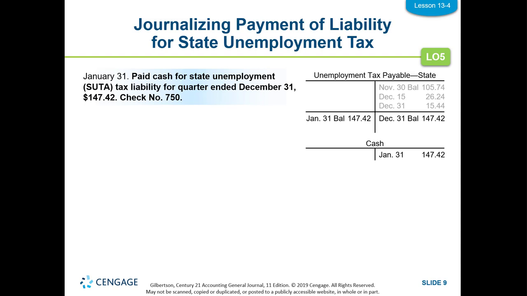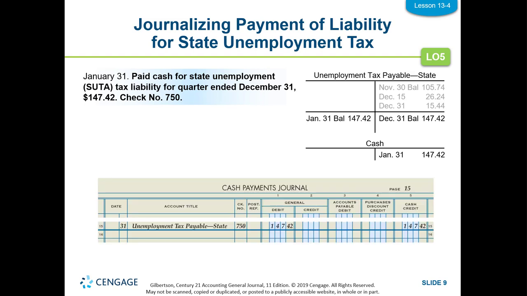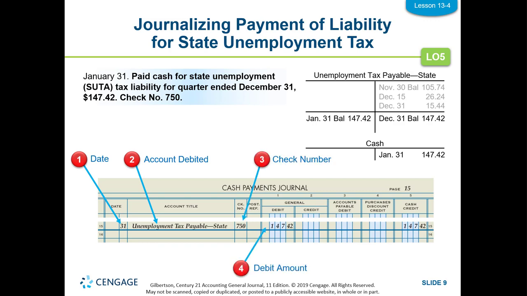State requirements for reporting and paying SUTA taxes vary. Employers are required to pay the SUTA tax during the month following each calendar quarter. The steps for recording the transaction are the same as what we did for FUTA. Date, our account title, in this case unemployment tax payable state. Check number, the amount that is going to bring the balance of our account to 0, and then cash credit.